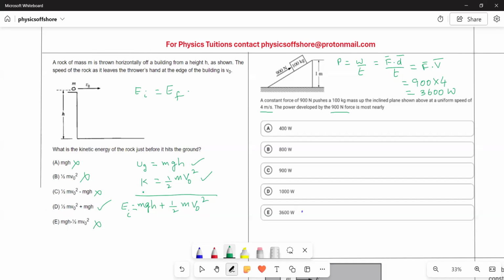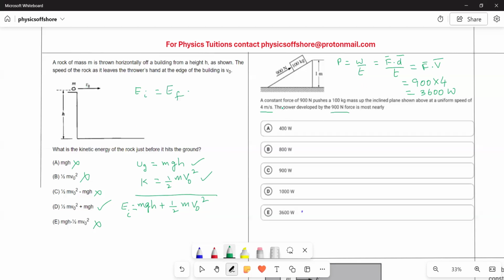So the mgh also gets converted into kinetic energy. Instead of v naught, we have to put vf. Remember, as the object comes down under free fall, the velocity increases, so the kinetic energy increases. How much does it increase? Whatever amount of potential energy it loses, the same amount of kinetic energy the object gains. That is the answer for this question.